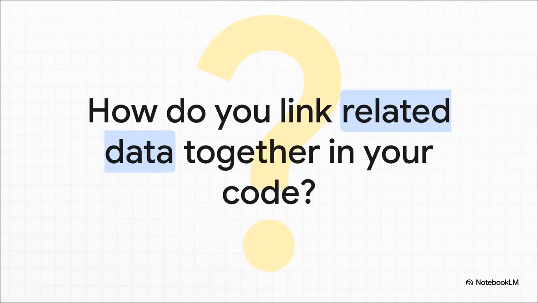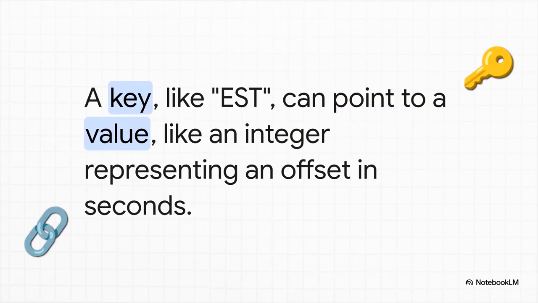No matter what language you're coding in, you always hit this same basic problem. You've got these different bits of information, and they belong together. So how do you actually connect them in a way that's clean and makes sense? Think about it like this. Maybe you have a key, like the text EST for a time zone, and that needs to point to a specific value, like its offset of negative 18,000 seconds. This simple idea, this key-value relationship, is literally the foundation for so much of what we build.